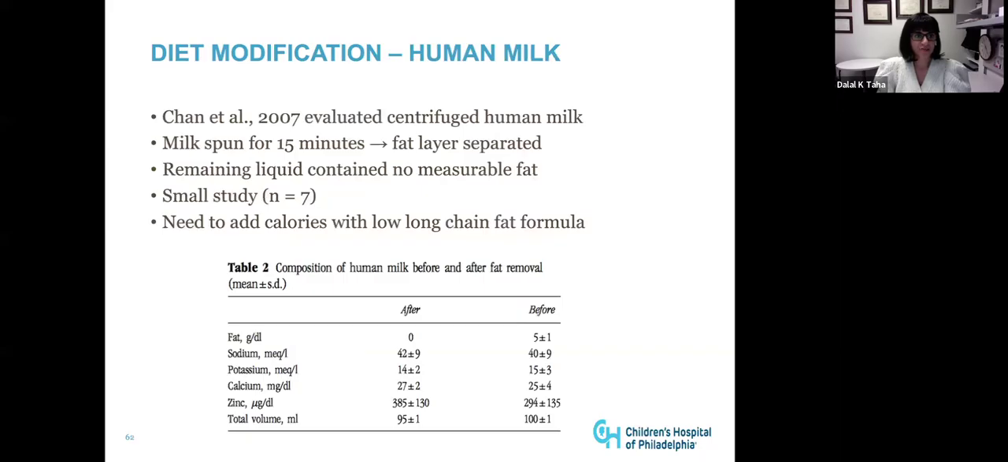This is an older study from 2007 that looked at centrifuged human milk. After 15 minutes of spinning and the fat layer separated, the remaining liquid had no fat in it. And so this is a great option for patients who can't tolerate formula, because if you give them their feeds with skim milk and a little bit of the long chain fat formula to make up their calories, they're seeing an overall lower percentage of long chain fats in their feeds.